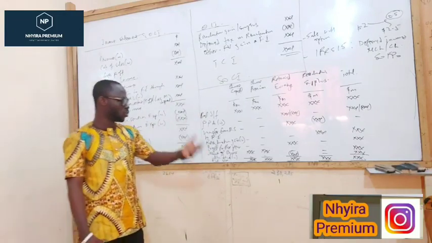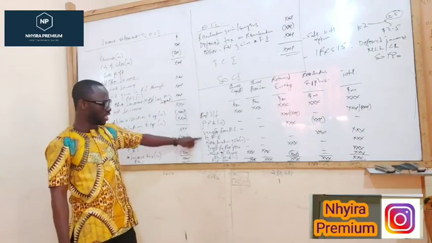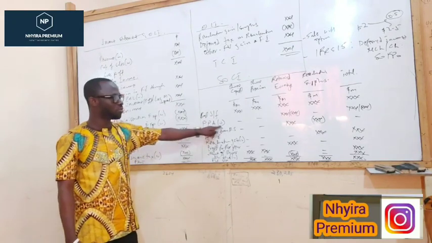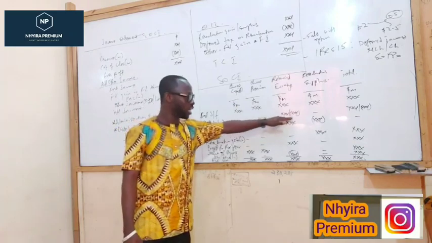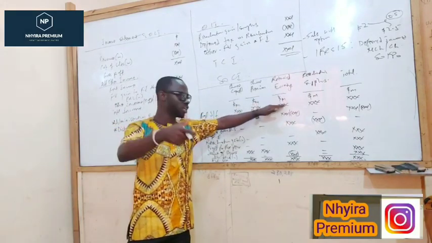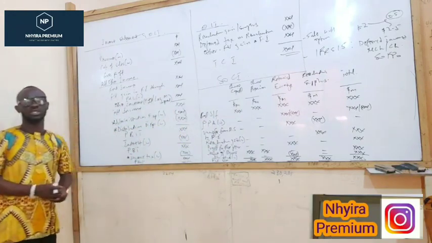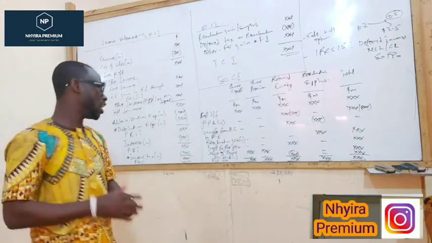Most importantly, what students struggle with is the transfer and then the issue of shares. Prior period adjustment is to be directly stated, and you should know whether it reduced your profit or increased your profit, you do the opposite here, and that is it. So that is the statement of changes in equity.